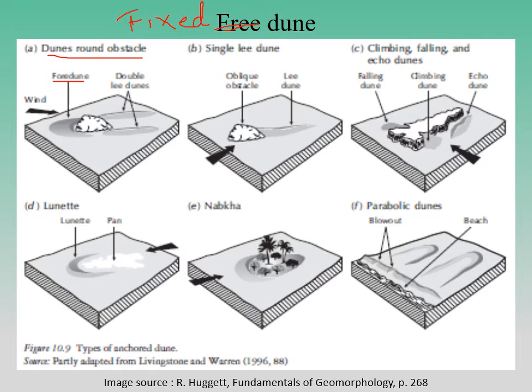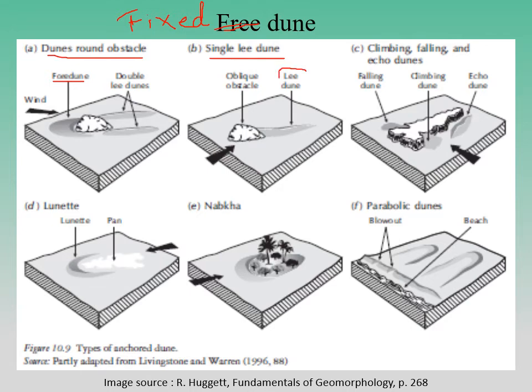Second is the single lee dune that happens again due to an obstacle in which the moving air faces the restriction and deposition occurs in the downwind direction. That is a tail of sand deposition. So here the dune is known as lee dune. The third type is known as climbing, falling, and echo dunes.